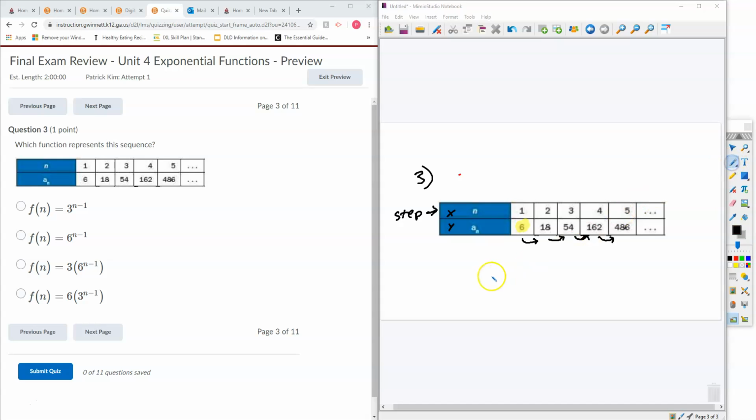Let me actually write this down as well. Okay, you know it's going to be n minus 1, so it's A times B to the n minus 1 power for this equation. Okay, and that's the geometric sequence equation. So let's go to number 4 now.